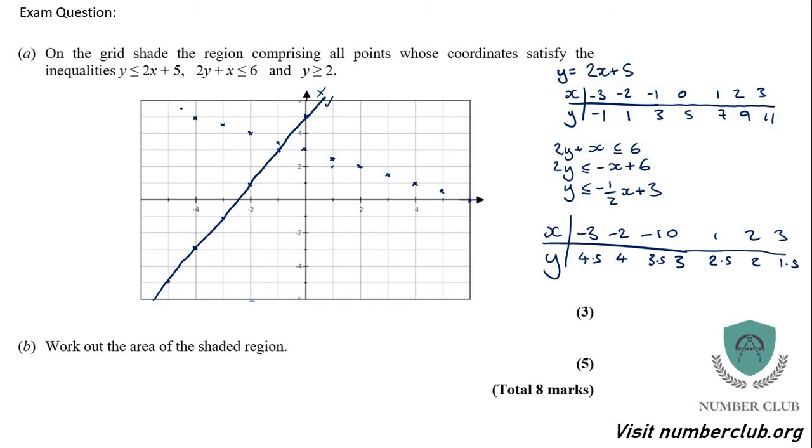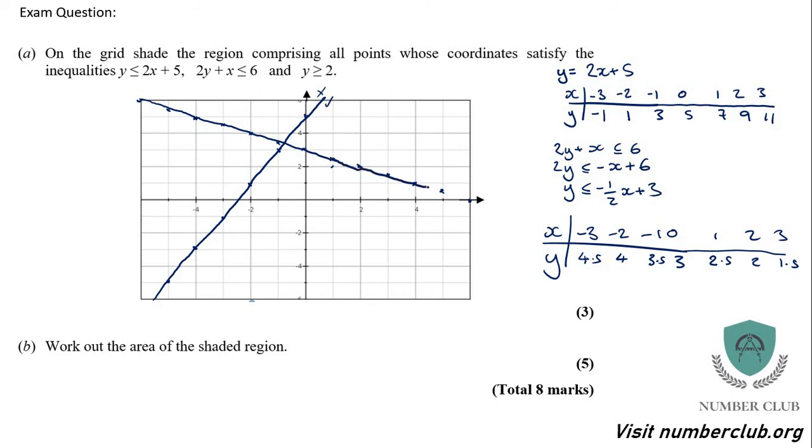Take a look. Is it going to be a dashed line, or is it going to be a thick line? Now, in my opinion, this one's going to be a thick line because we've got less than or equal to. Okay, so we've got a nice thick line through, just like that.